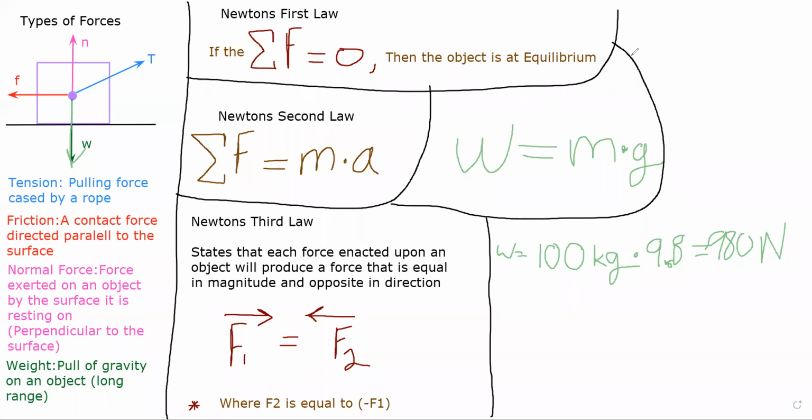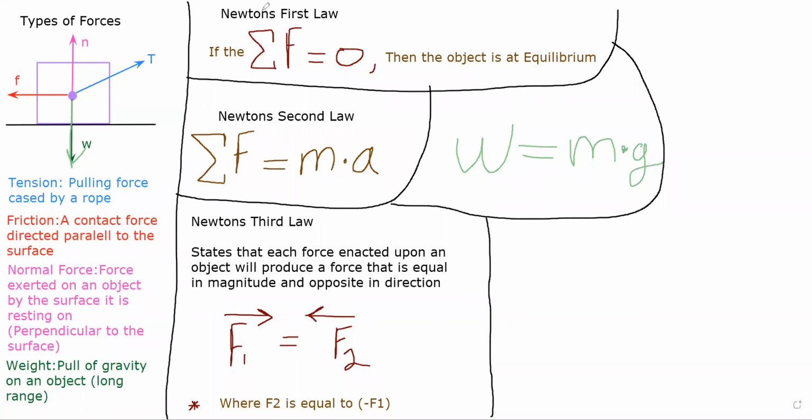And let me get my eraser. So that's generally what weight is. Again, it's the mass of your box or whatever object you have times your gravitational acceleration. So now we can talk about general laws for this chapter.